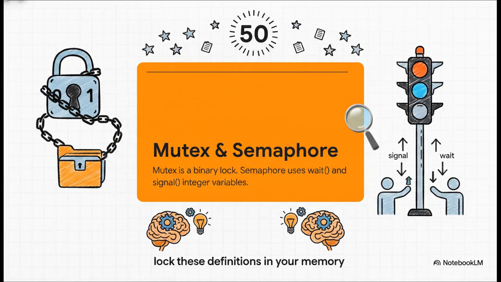Mutex is basically a simple binary lock. It's an ownership concept that completely stops simultaneous access to a shared resource. A semaphore, though, is an integer variable that uses wait and signal operations, and it can actually be a counting semaphore, not just binary. Lock those 2 definitions in your brain for some seriously quick, easy points.